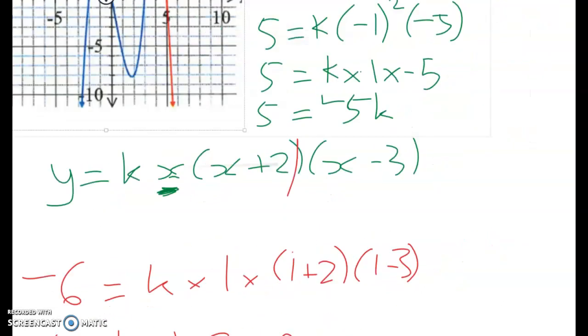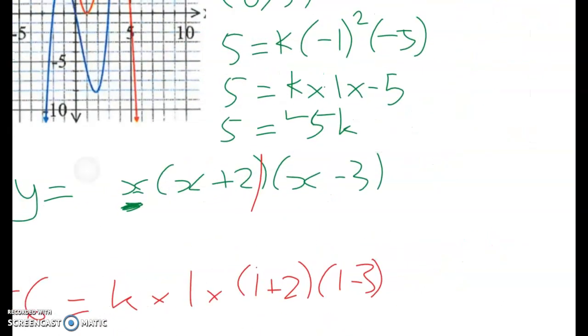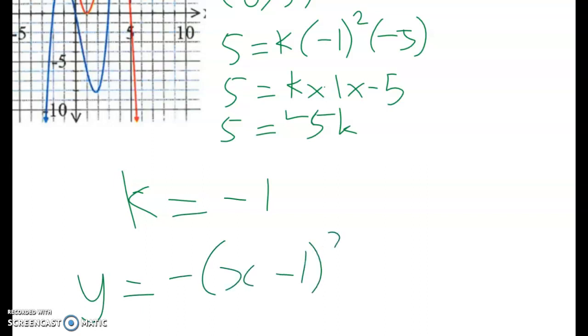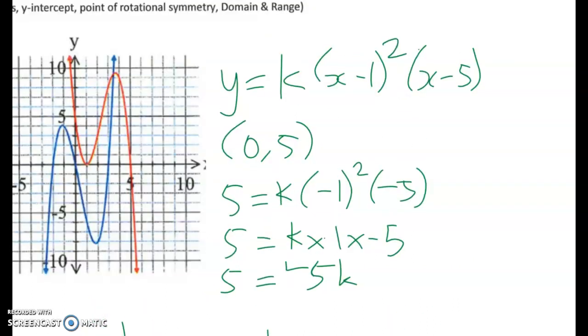Right, let's get rid of this mess from the last one. So that gives me a value of k equals -1. So my equation is y equals negative (x minus 1) squared times (x minus 5). Now let's just go back up to the graph and look at why that makes complete sense.